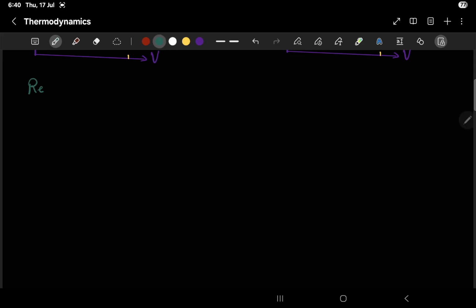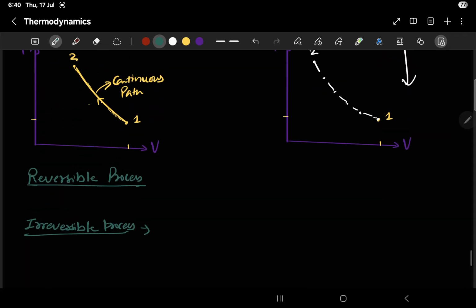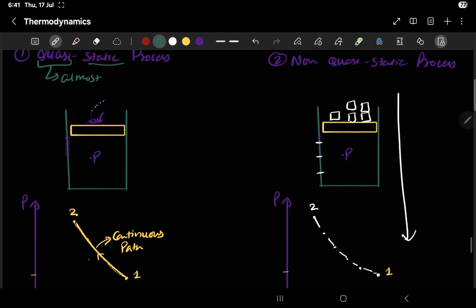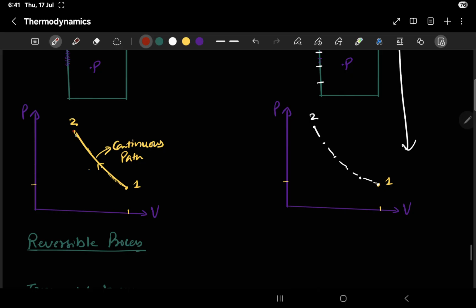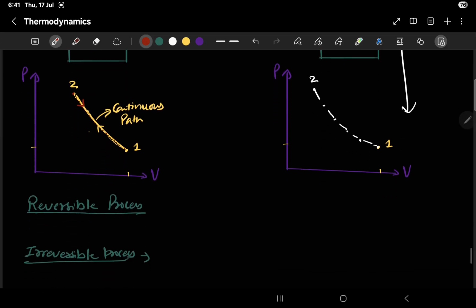So let's talk about the reversible process or irreversible process. Here we will talk about the reversible process and then the irreversible process. Okay, so if we start removing sand particles from here one by one, one particle by one particle, and the process from point 2 to point 1 follows the same line, the same continuous line, going backward from 2 to 1 as it did from 1 to 2, then the process is called reversible.